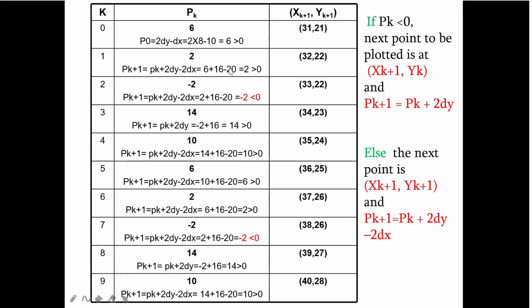In the same way, you have to continue the process till you reach your second end point, that is 40 comma 28. In the question paper, they will ask how many steps you require to reach your destination point. Here you can see I have started from 0 to 9, so I need 10 steps to reach my destination. You continue the process in the same way. Once it is done, you have to plot the graph. Don't forget that, you have to plot the graph.